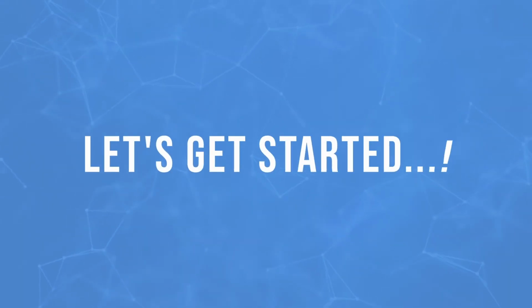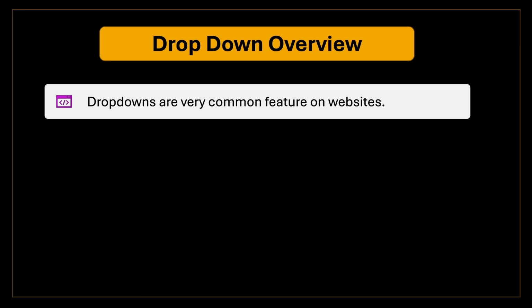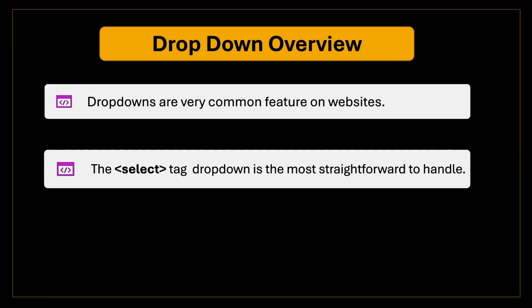So, let's get started. Dropdowns are such a common feature on a website. They are used for things like choosing a country in a form or picking a product category while shopping online. Learning how to interact with them is a must-have skill for your Selenium automation toolkit. There are actually several types of dropdown that we'll see on websites. The select tag is just one of them, but it's also the most straightforward to handle.